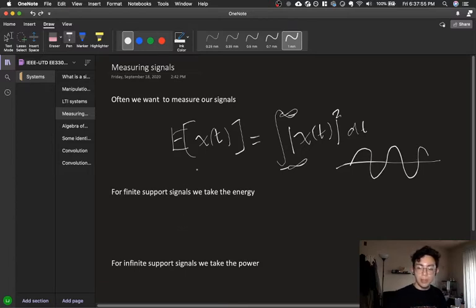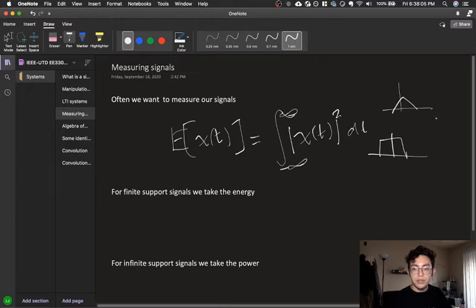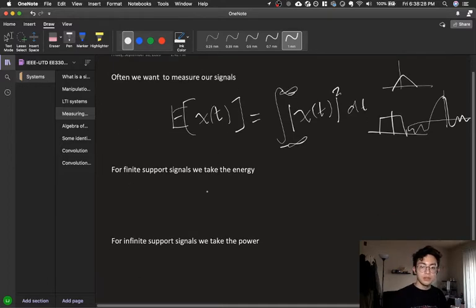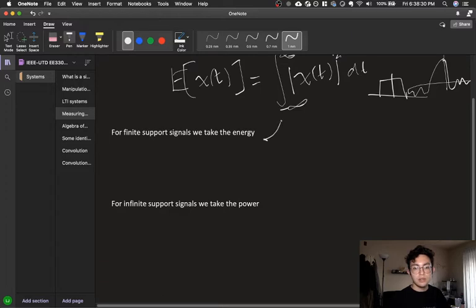That's great for finite support signals like the box or a triangle or even a sinc, because the sinc will die out at infinity, so we have a finite energy. But this is less useful for things that are mainly periodic, and more generally have an infinite support. So this one's the energy.